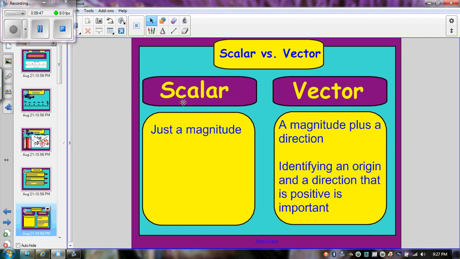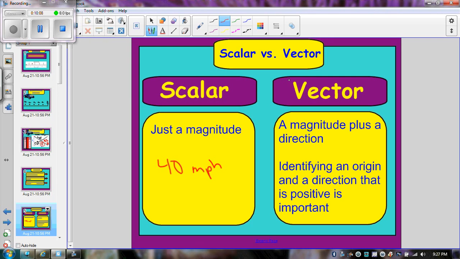A scalar quantity is magnitude only. So for example, if I said I was driving down the street going 40 miles per hour, this is a magnitude. It's just telling me actual how much. 40 miles per hour is just telling me the actual quantity of speed that I have.